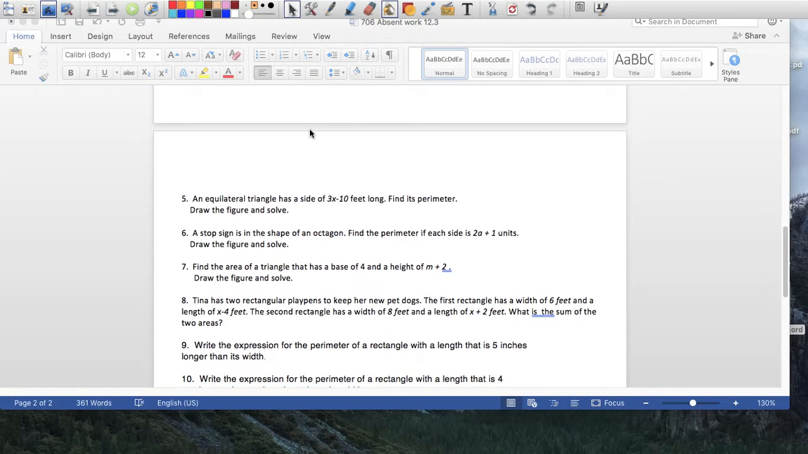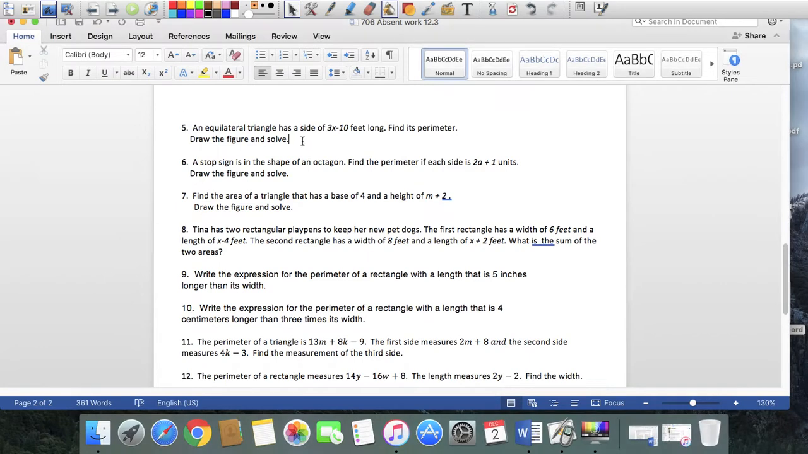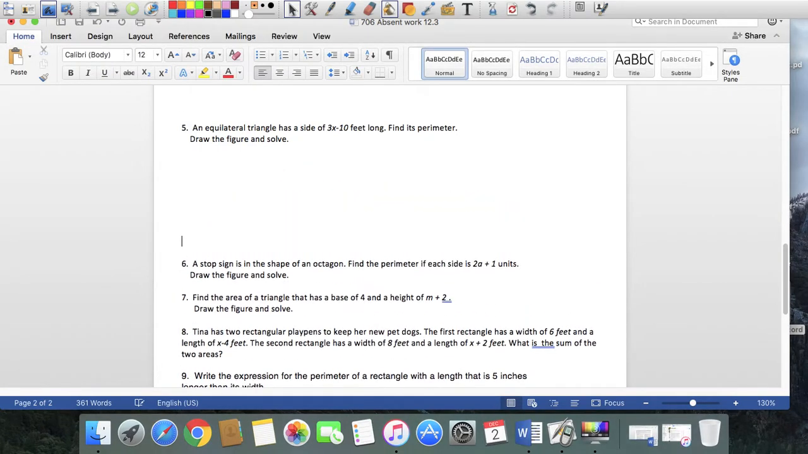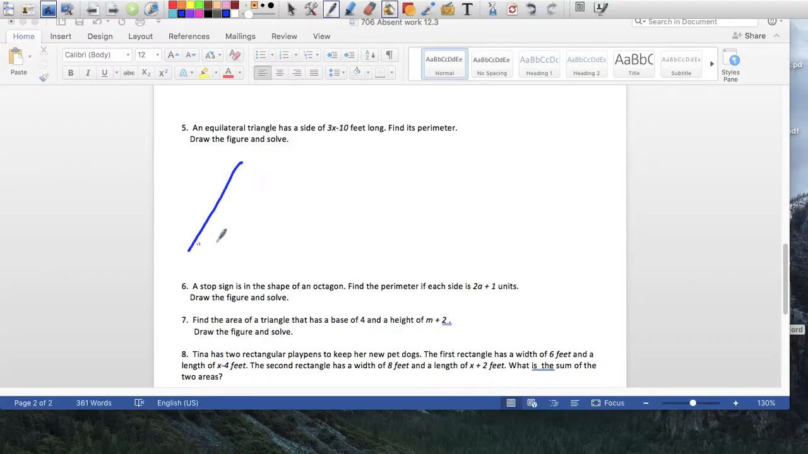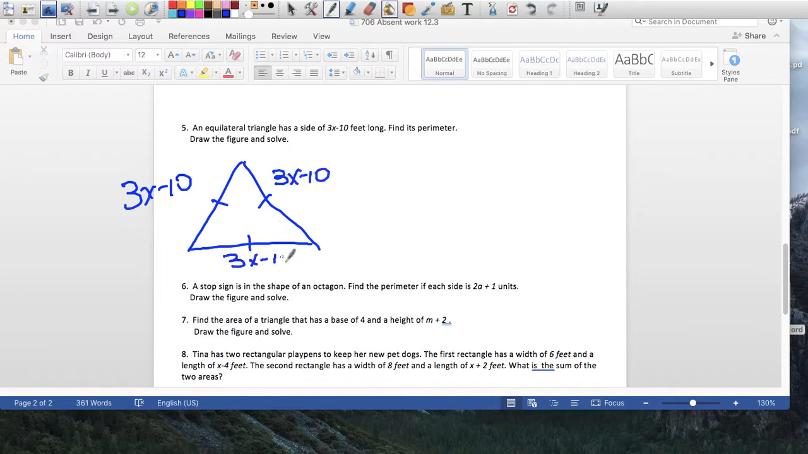Moving on, 5. An equilateral triangle has side of 3x. So if you know something about an equilateral triangle, it means that all the sides measure the same. That side, they're all the same. So if this is 3x minus 10, guess what? This is also 3x minus 10, which makes this 3x minus 10.